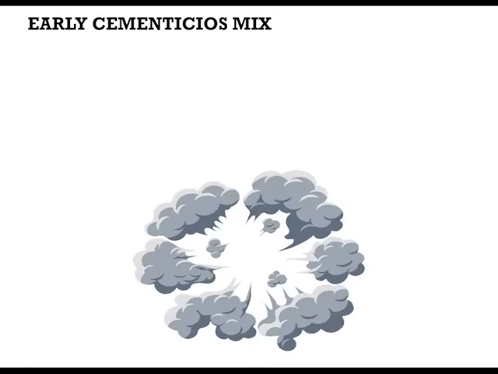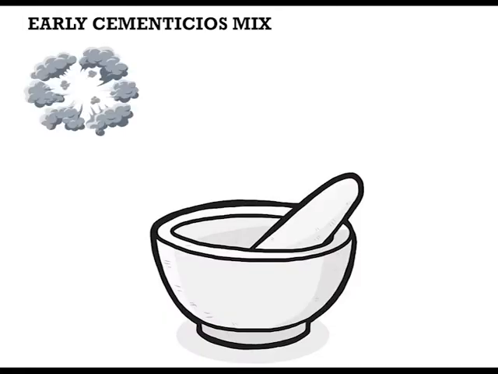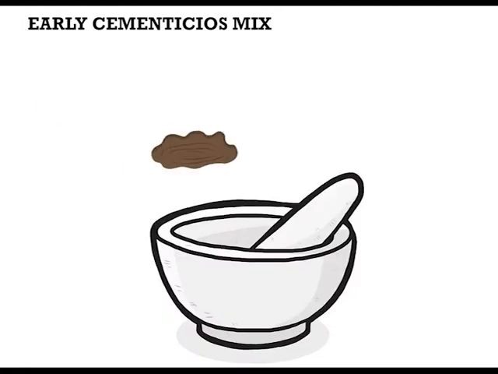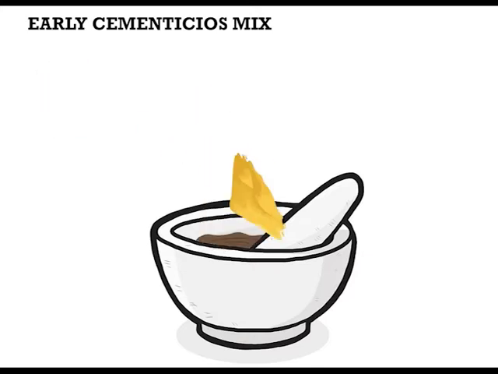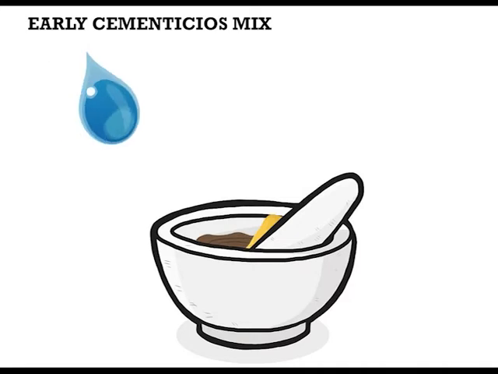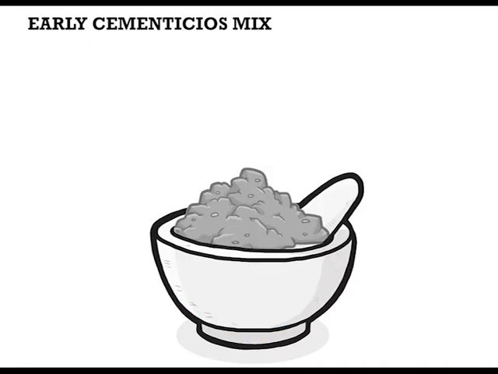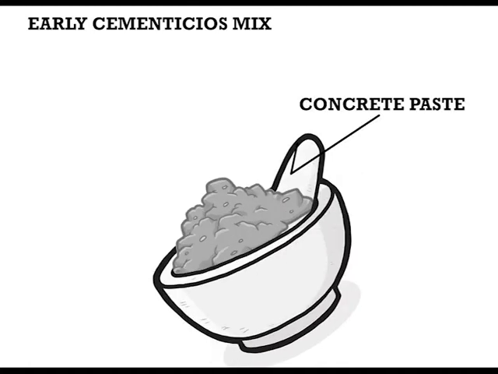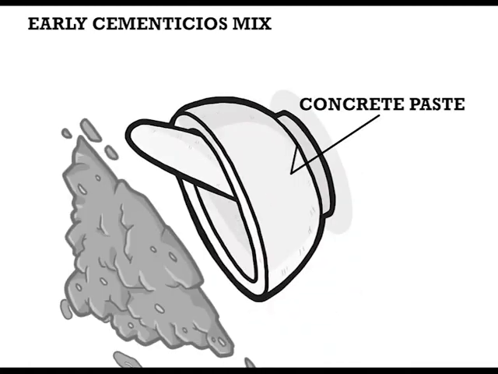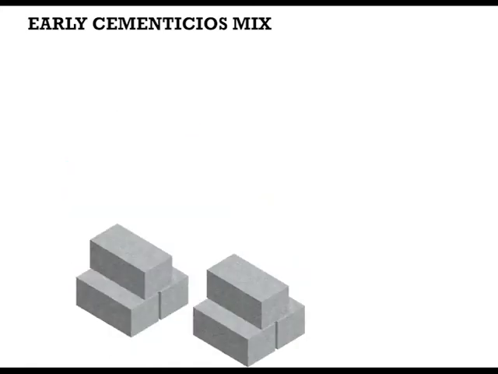Early cementitious mixtures were created with crushed ingredients in a mortar, starting with dirt, then sand, then water. Sploosh, sploosh. And now we have concrete paste. Let's get that bad boy out. Splat, splat. And now we have basic bricks.